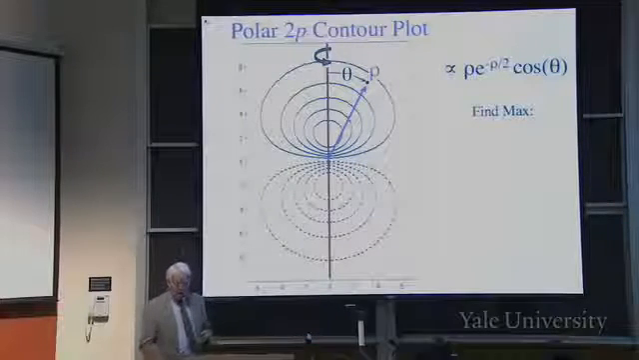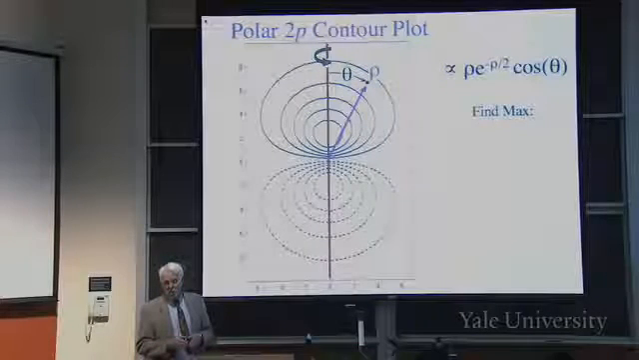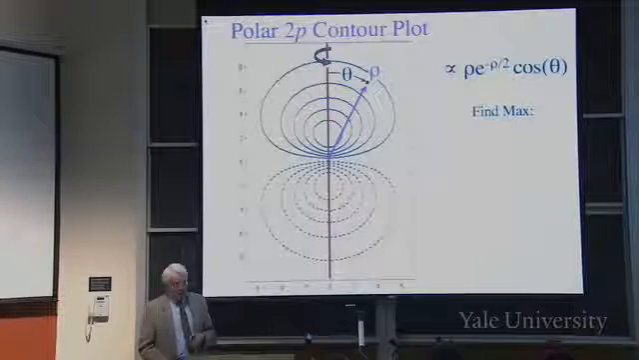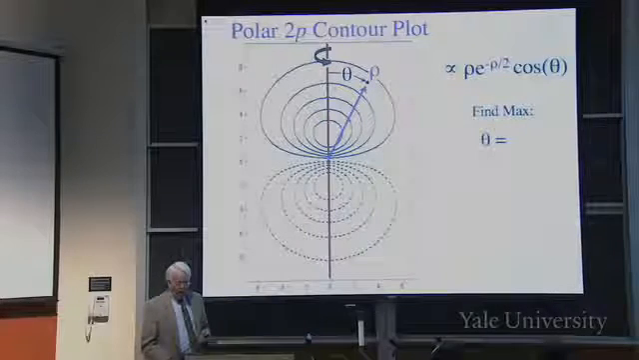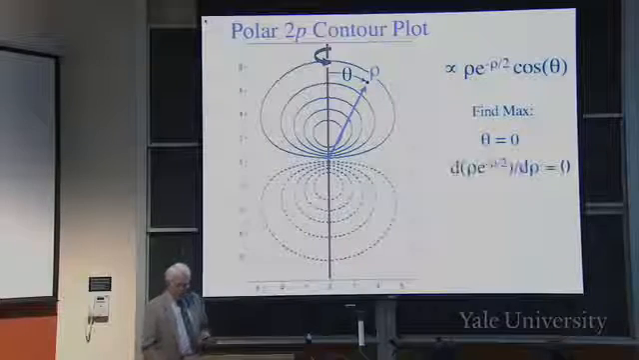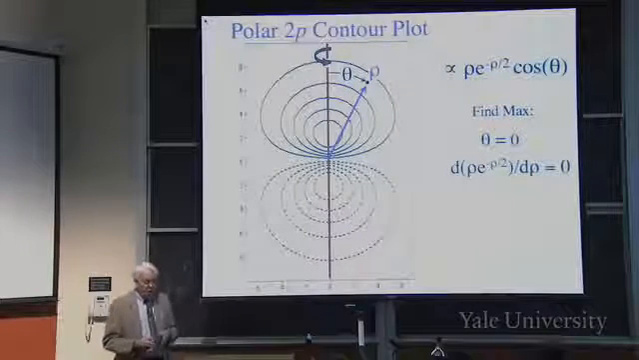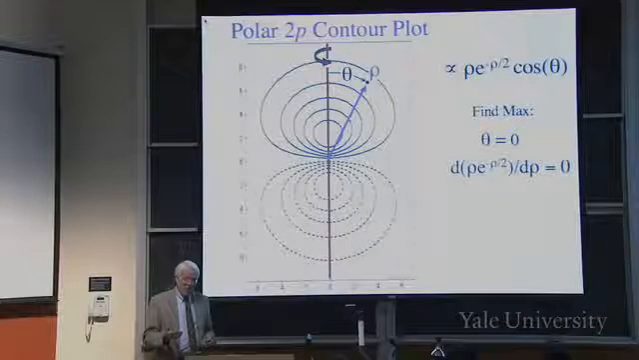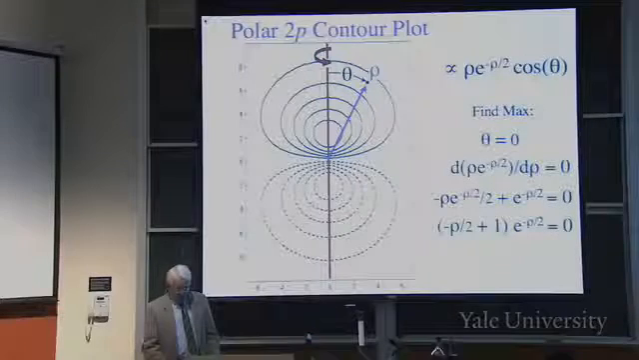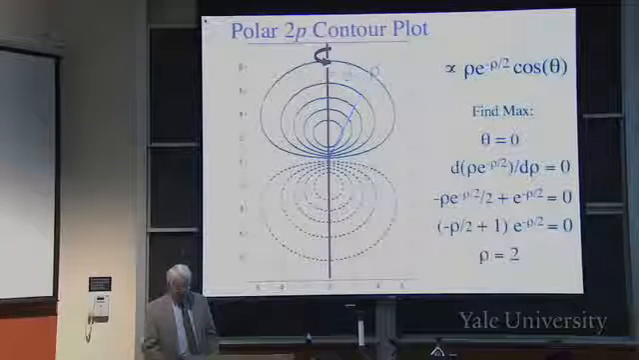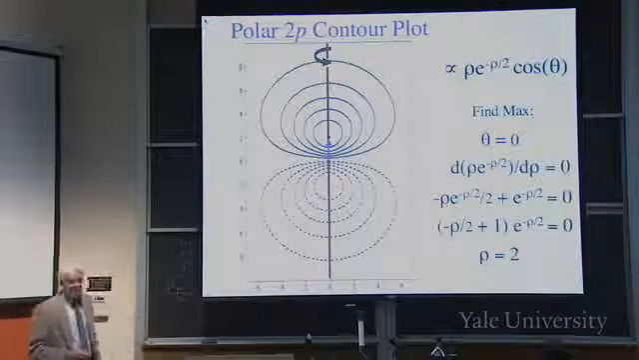First, it depends on cosine theta. What will theta be in order for this to be maximum? 0. So it has to be along the axis. Now, how do we find where it's going to be maximum with respect to rho? We take the derivative with respect to rho, set it equal to 0. So that's this, or simplified that, or simplified that. Rho equals 2. So there's the maximum.